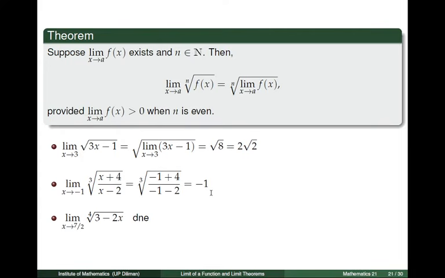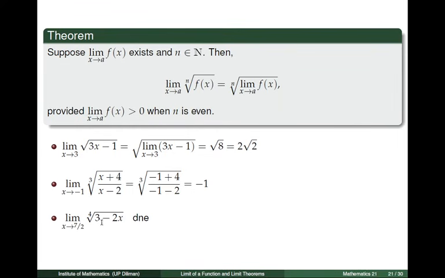Now for the last example, we want to consider the fourth root of 3 minus 2x. And here we want to get the limit of the expression as x tends to 7/2. Now note that when you plug in 7/2 for x, you will get 3 minus 2 times 7/2, or 3 minus 7, which is -4. So the resulting expression is the fourth root of -4, which is not a real number.